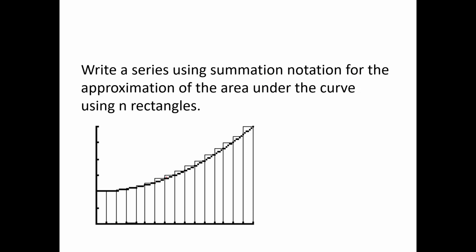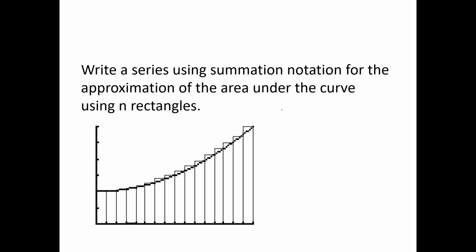Okay, so how do we get a better approximation? Well, we use more rectangles, but rather than using more and more rectangles, what we can do is make a formula for the approximate area with n rectangles. So write a series using summation notation for the approximation of the area under the curve using n rectangles. Okay, so this is the exact same thing. It's just now instead of having 4 or 8 or 16, now we want to use n, right?